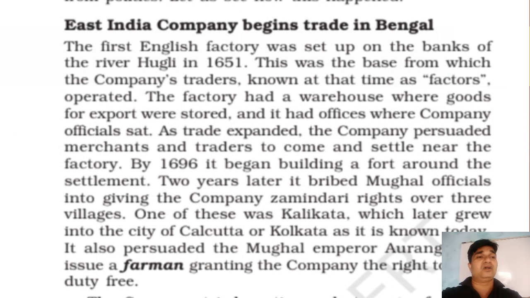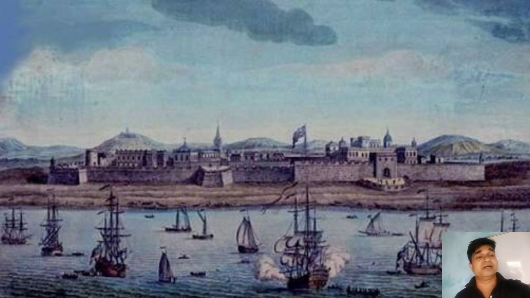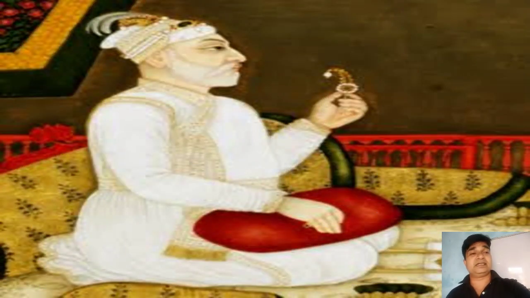Not only this, they also met Aurangzeb to get duty-free trade in India. They got the permission from Aurangzeb to do duty-free trade in India. That permission was known as Farman, and as a result, the English East India Company was very happily doing trade in India. It was also collecting revenue from the villages of Kolkata, and it was doing duty free trade in India. But some Nawabs of Bengal were very unhappy with the Britishers' activities, and they wanted to teach them a lesson. They were waiting for an opportunity to teach the Britishers a lesson.